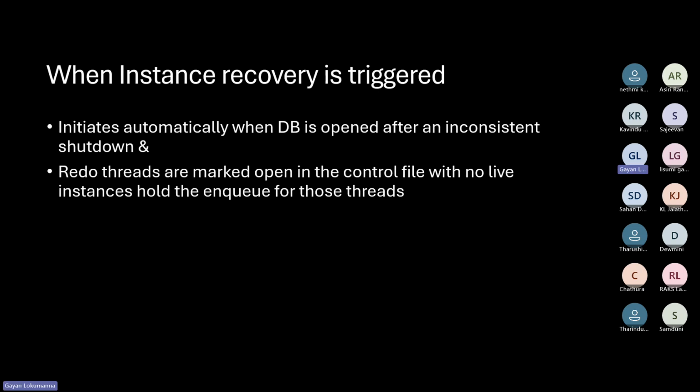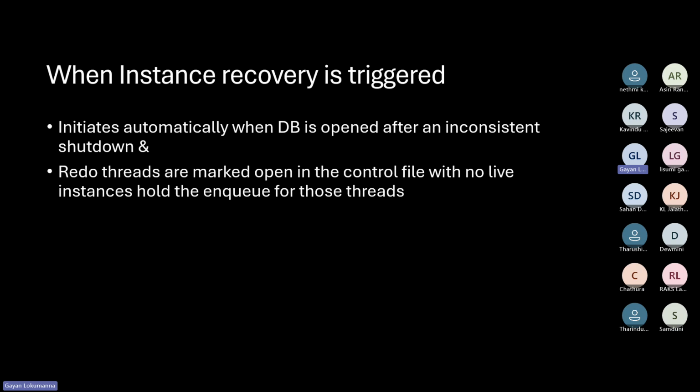How would the instance recovery be triggered? How would Oracle know that there is a need of an instance recovery? That is an important thing. First of all, the database has to have an instance failure. This instance failure is what we call a crash. Or you would have done an inconsistent shutdown. When I say inconsistent shutdown, that means shutdown abort.